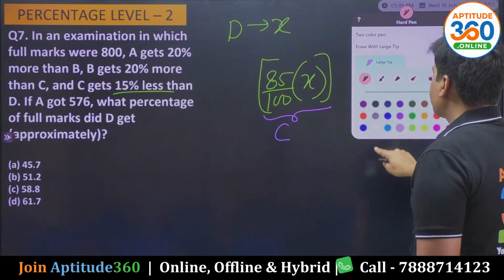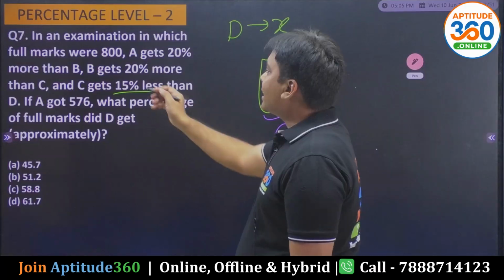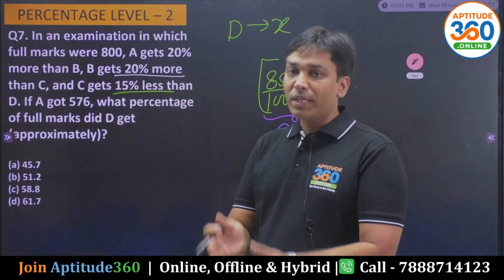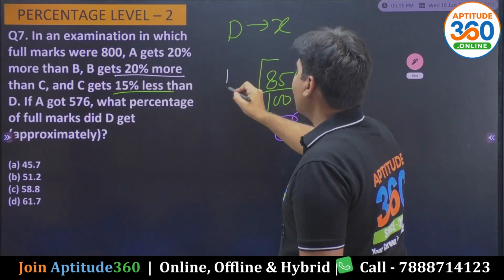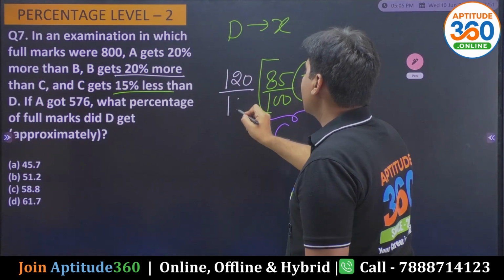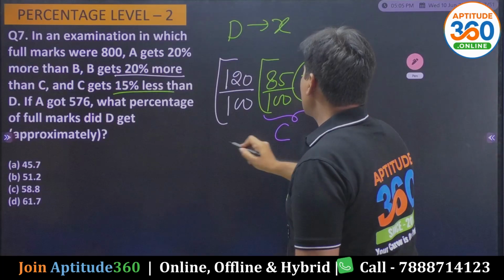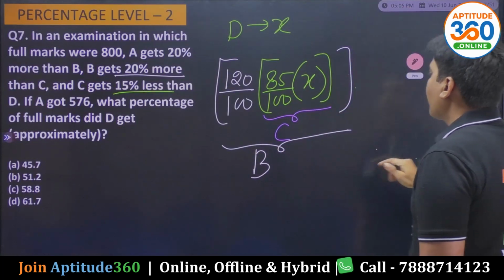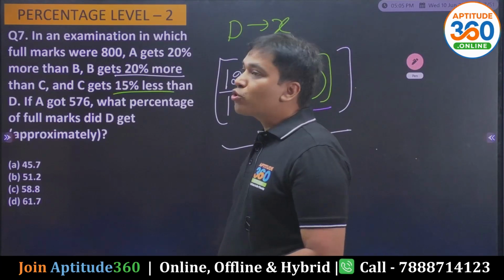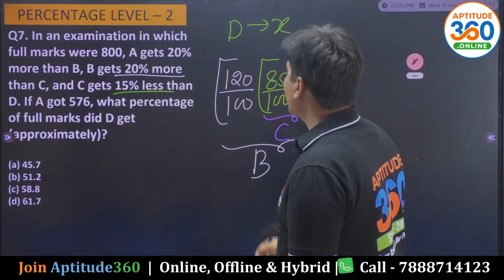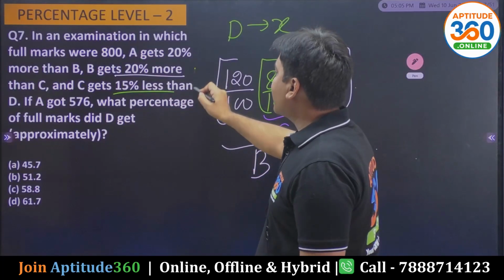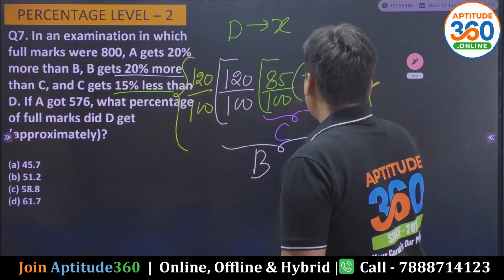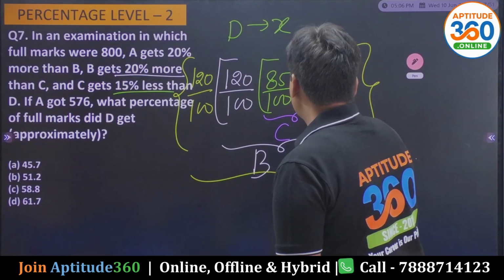Now see this. Now further the problem says that B gets 20% more than C. 20% more than C, 100 plus 20, 120%. So what will we write for 120%? 120 by 100. And this much B is getting, right? And then A gets 20% more than B. If A is getting 20% more than B, again it is 120%, 120 by 100, and that is nothing but how much A is getting.